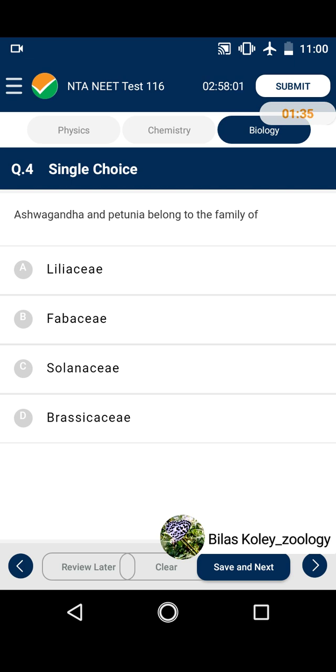Question number 4. Ashwagandha and Petunia belong to the family of, and the options are Liliaceae, Fabaceae, Solanaceae, and Brassicaceae. In this question, the right option will be option C.